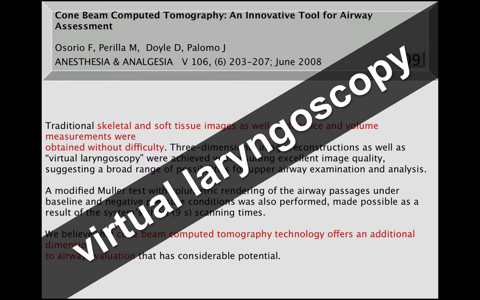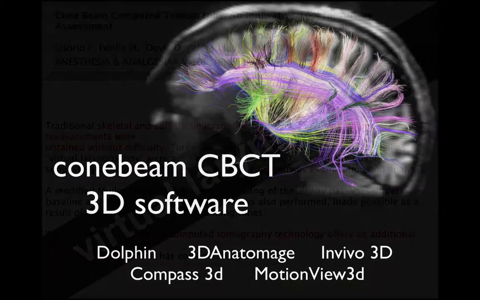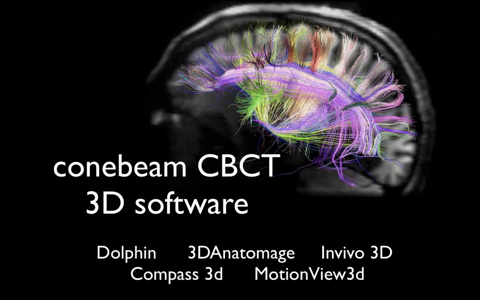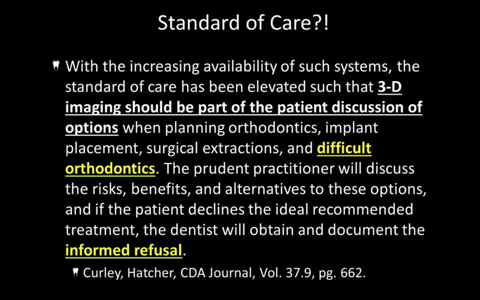So when we look at these cone beam 3D images, it's really virtual laryngoscopy. It's the best way to analyze and assess the airway. So we use cone beam, CBCT, and then various 3D software programs. We have installed the Dolphin, the 3D Anatomage, access to Invivo 3D, Compass 3D, and Motion View 3D. So we've invested in this. We're committed to it. We want to rely on these programs to help us with renderings to bring forth the findings on these patients. And that's becoming the standard of care.